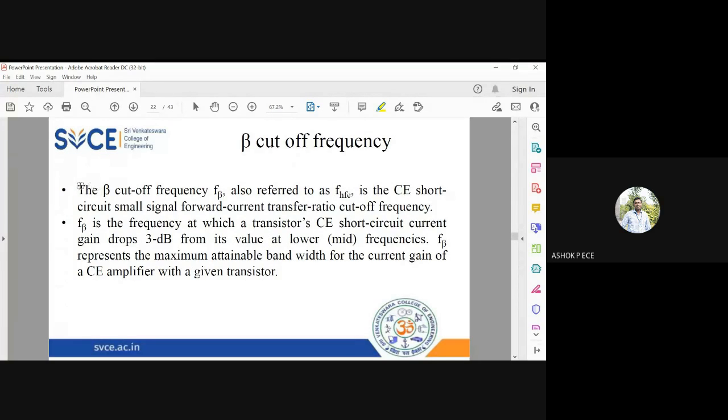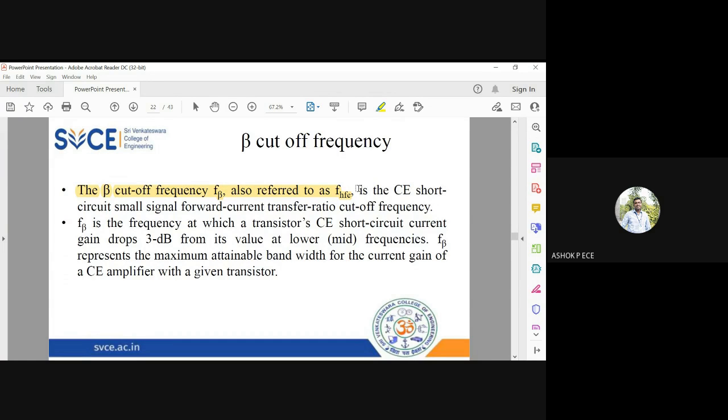So the beta cutoff frequency f beta, some books also refer to it by the term FHFE. By now you should be clear that beta and HFE are one and the same. Only the notations are going to be different. Otherwise, the DC current gain significance is going to be the same.